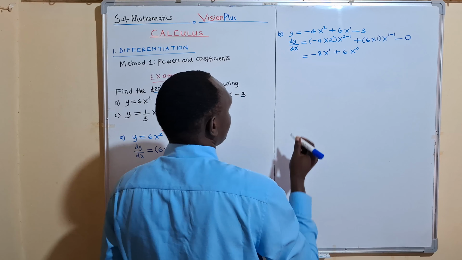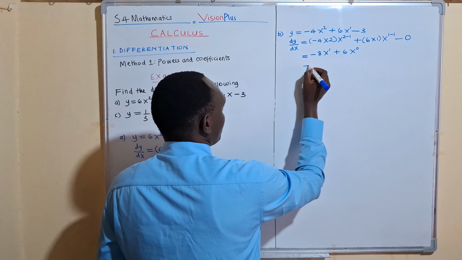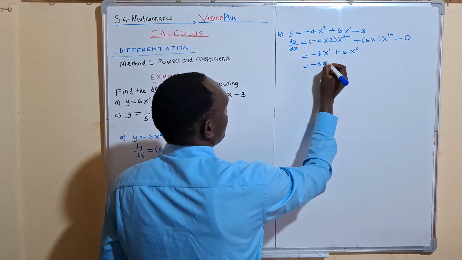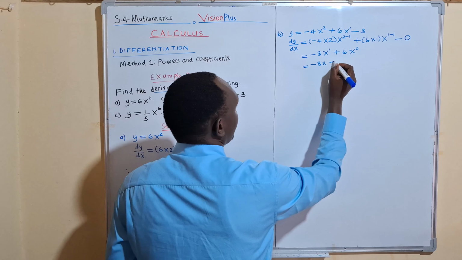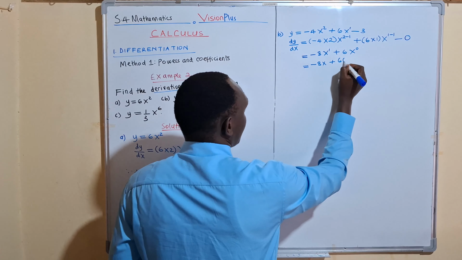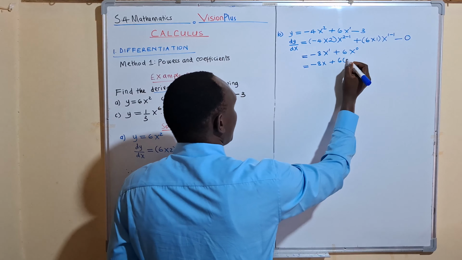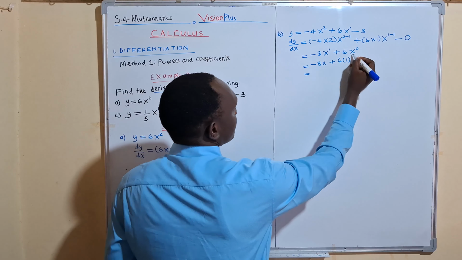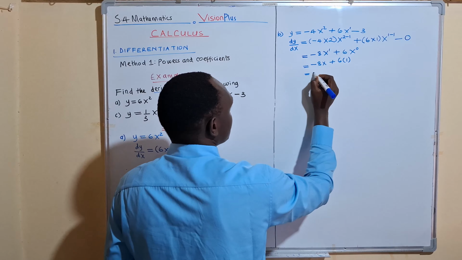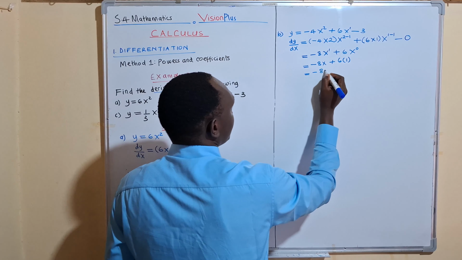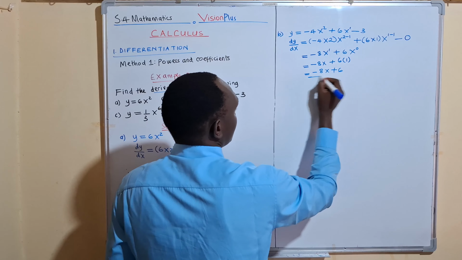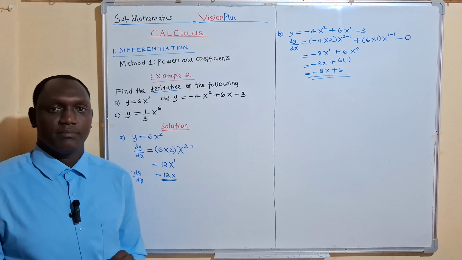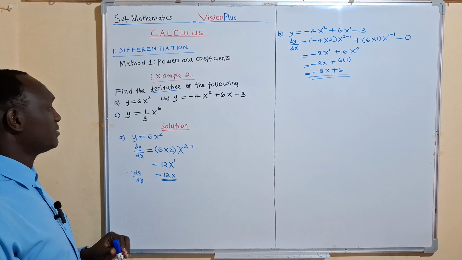Now we need to simplify further. This is the same as negative 8x power 1. So we don't write 1. Plus 6 times, what is x power 0? Any number to power 0 is 1. So this x here turns into 1. 1 times 6 is 6. So now the answer becomes negative 8x plus 6. That is the derivative of the function in part B in that manner.